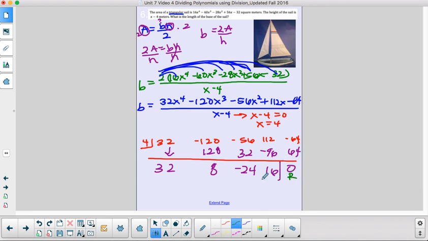So I have remainder, constant, x squared, and x to the 3rd. So what is this representing? Well, if you took your area times 2 divided by your height, we were going to get our base. So this is my answer for my base. So my base is equal to 32x to the 3rd plus 8x squared minus 24x plus 16, and this is in meters. So that is what would represent my base.